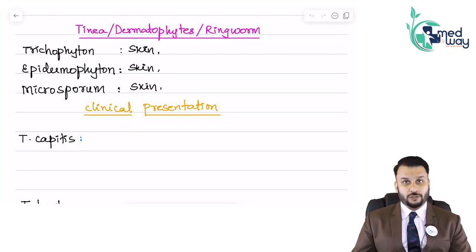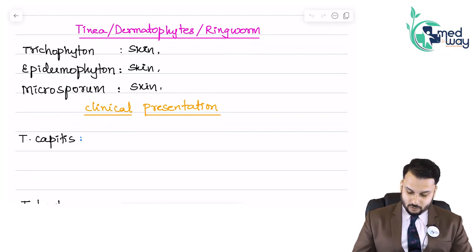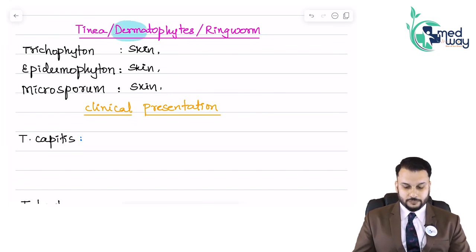The first one is called Trichophyton, another one is Epidermophyton, and the third one is Microsporum. So these are the three types of fungi. And obviously, when the name says derma, we can analyze that the skin has to be involved. For that reason, I've put skin everywhere, like in all the three, skin is involved. Then why are they named so differently? Because of the extra tissues that they may involve.